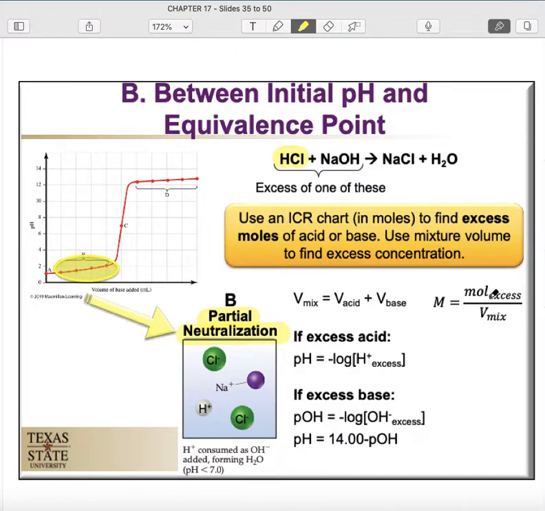And so that's the reason why we use it in order to calculate the new molarity of the excess substance, which in this particular case is the acid. So we take the moles of the excess and divide it by the volume of the mixture. If the excess was acid, as in this particular example, then you would find the pH of the solution by taking the negative log of the hydrogen ion concentration in excess. And if the excess was a base, if we had a different problem, then you would find the pOH by taking the negative log of the hydroxide ion concentration that is in excess, and then subtracting that pOH from 14 in order to find the pH.